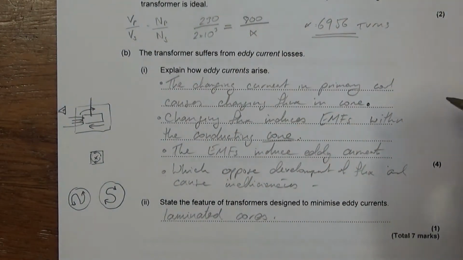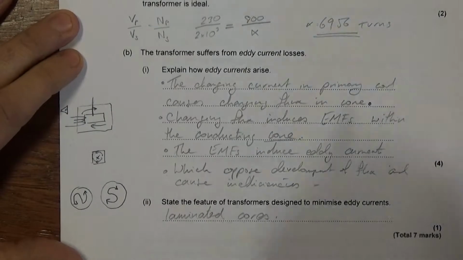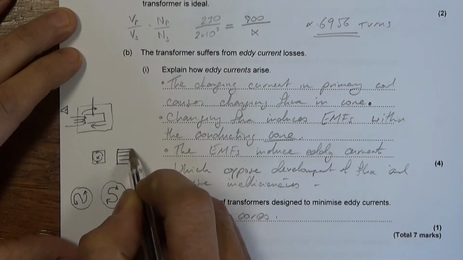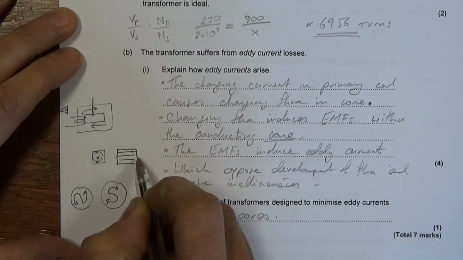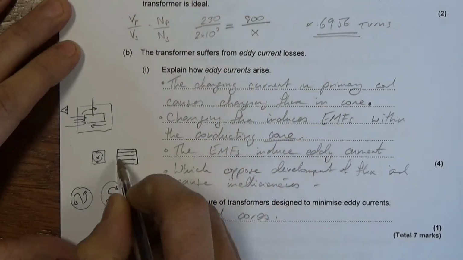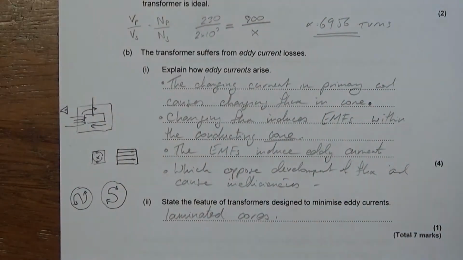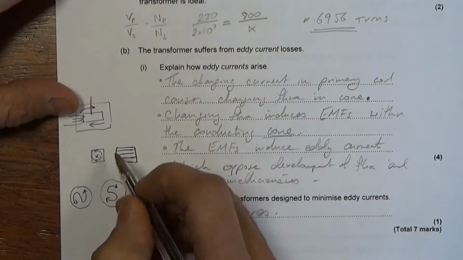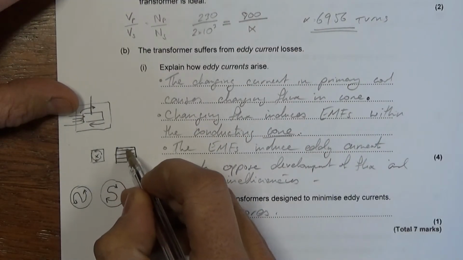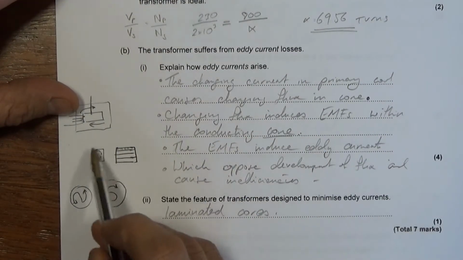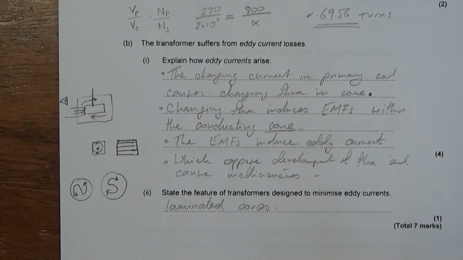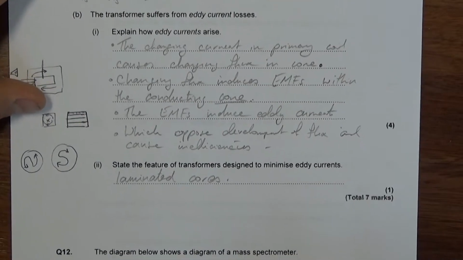Now, the way we get around that is if we laminate the core with lots of separate little bits, basically sandwiches of iron separated by an insulator, a thin plastic or coating of some sort of insulator. Then of course we can still get little micro eddy currents in it, but we can't get any big bad boys spinning around the whole thing like that. And that's how we try to avoid those.